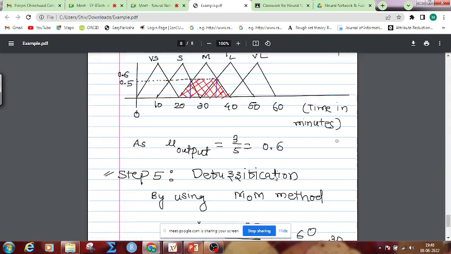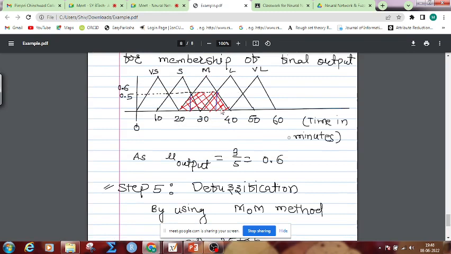if this is the given representation: very short, very small, small, medium, long, large, very large. This is the given membership for the output, the final output, that is wash time. Okay, what was my output? 3 by 5, that is 0.6. This point represents 0.5, so 0.6 is somewhere here.